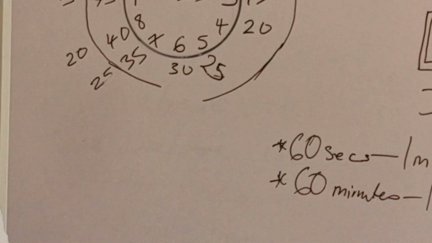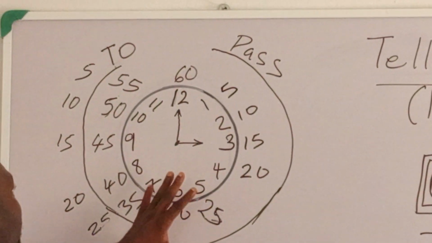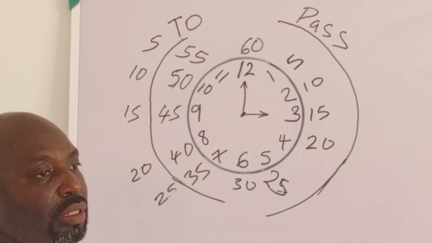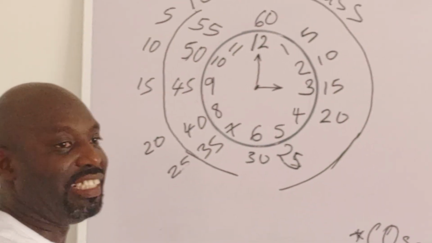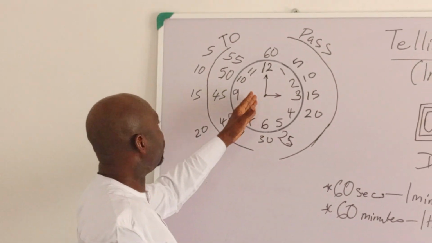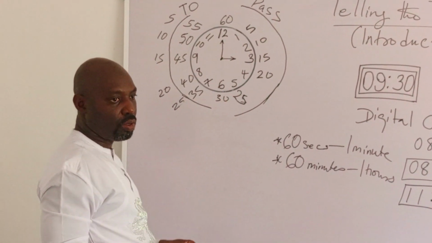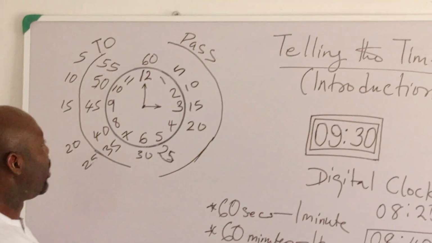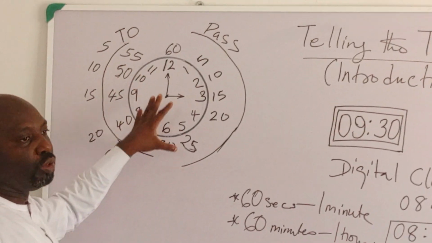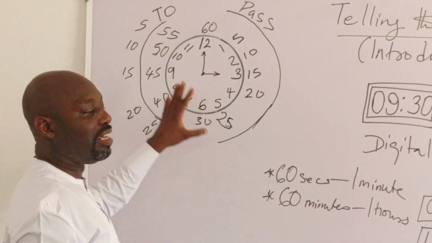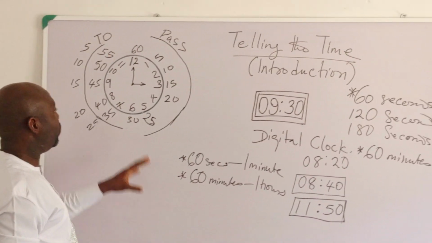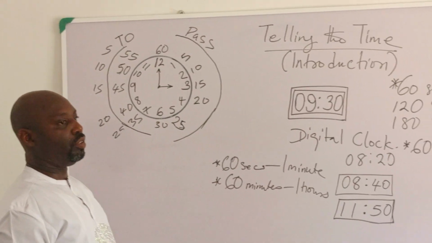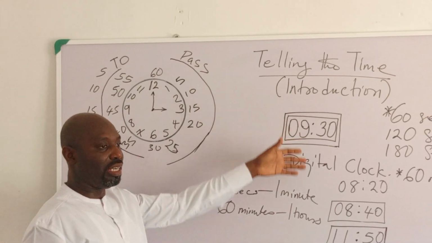Now, let's look at the board. Let us summarize some principles. That's why I told you that the principles of telling the time are gotten from the analog clock, not the digital clock. That's why we must introduce you to this analog clock and how to tell the time. Whenever you have your digital clock, which you always have, you can now tell the time correctly.